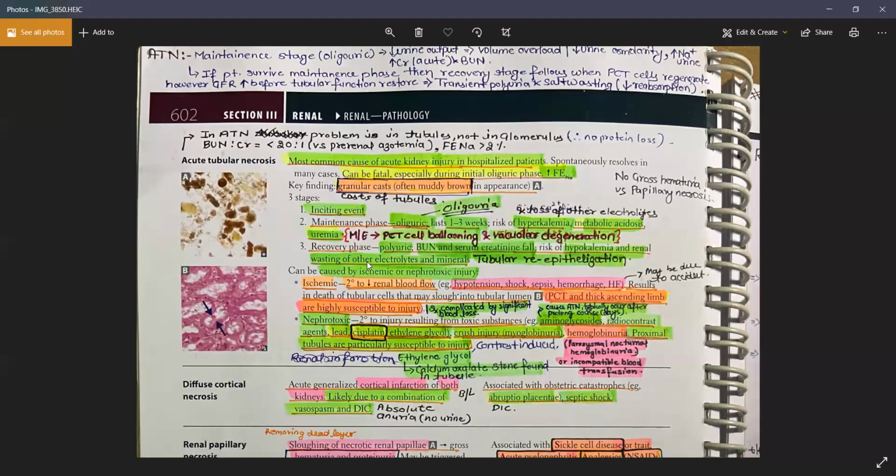And the function will restore totally? Yeah, functions will restore after some time, of course. Within a month, within 2 months, the functions will be restored completely.